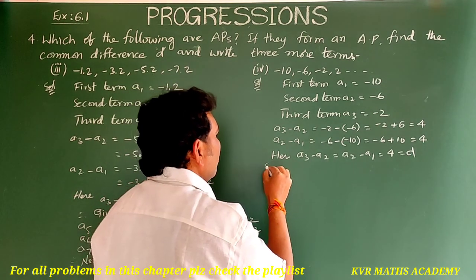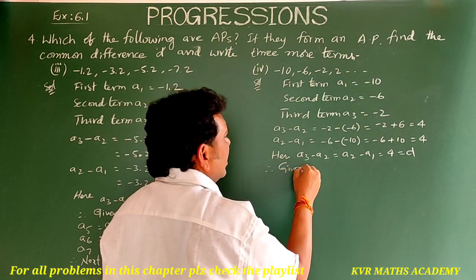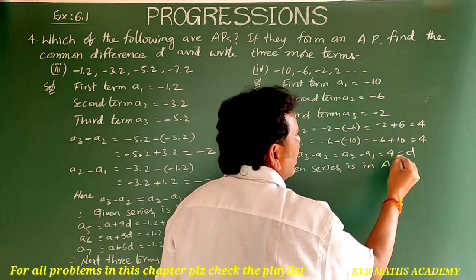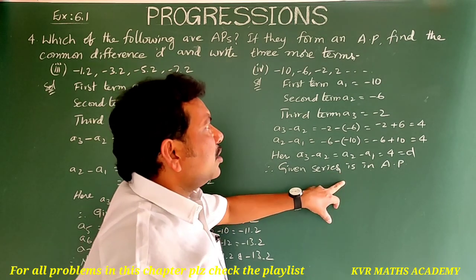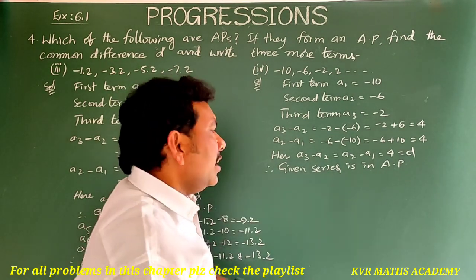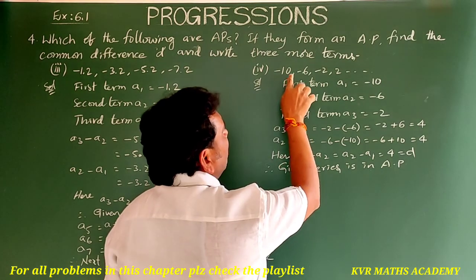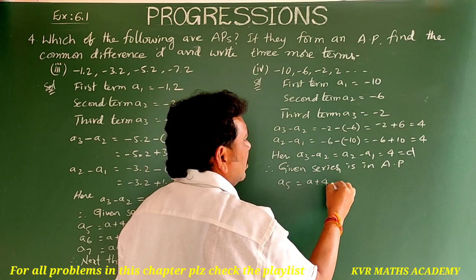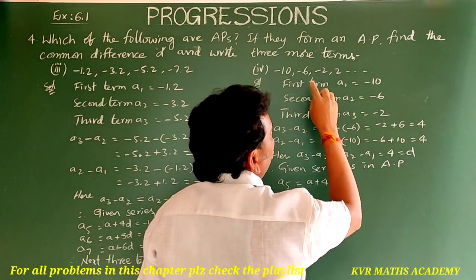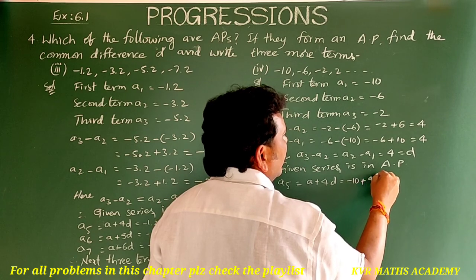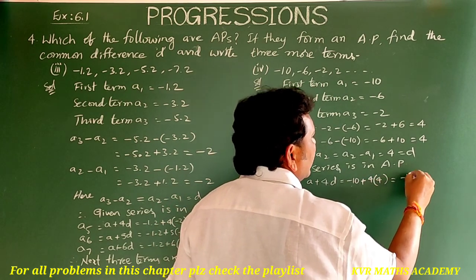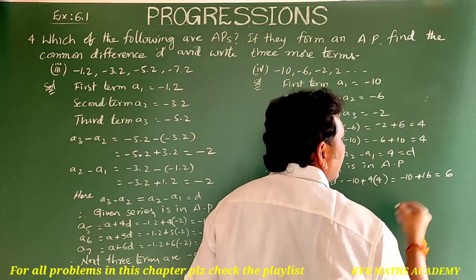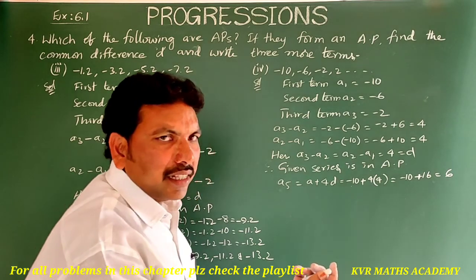Now, the given series is in AP, right? Next, what we have to find? Next 3 terms we should find. Yes, next 3 terms. So a1, a2, a3, a4 has come. A5 is equal to a plus 4d. Here a is minus 10 plus 4 into d, 4. That is equal to minus 10 plus 4 4s are 16. Minus 10 plus 16 is 6. So A5 is 6, the fifth term.